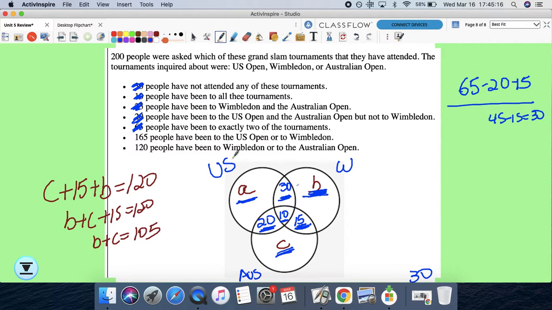Sorry about that. 165 people have been to the US Open or to Wimbledon. It would be this group and this group, just making sure. US Open and Wimbledon. I'll be right back.